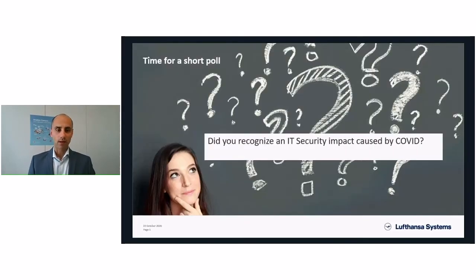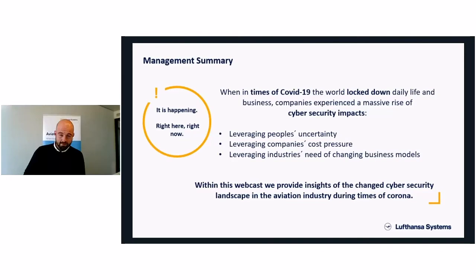Max, are we right, or our participants, are we really right in our opinion that COVID causes more security incidents? Yeah, thank you, Vladimir, for this quick introduction. I think that's the main question we are going to talk about today. It's a kind of discussion. Let me give you a brief management summary. It is happening right now.